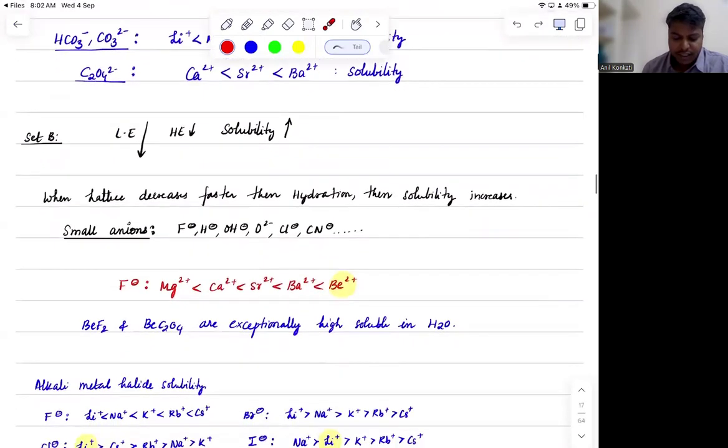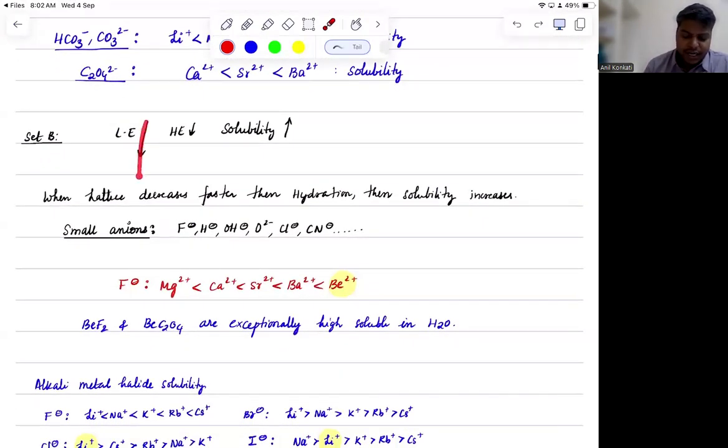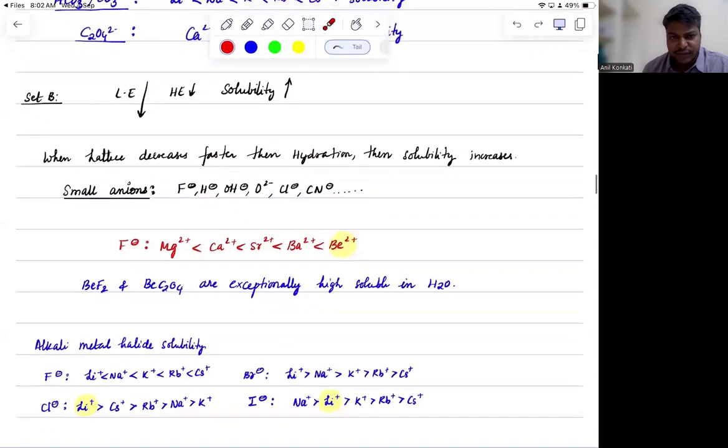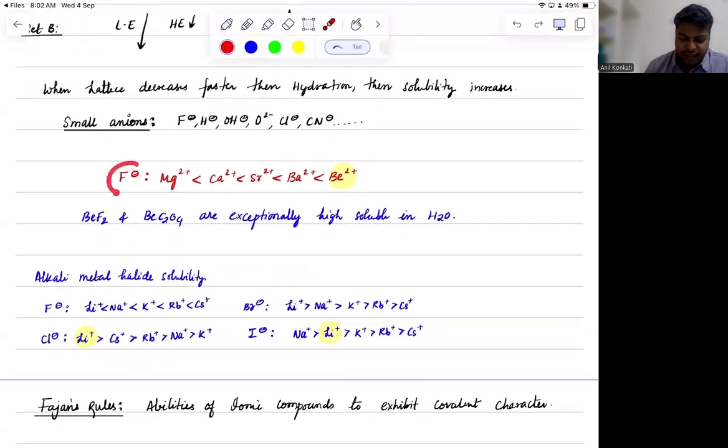Next, set B. In set B, lattice energy is decreasing faster than the hydration energy, therefore solubility will increase. So if lattice energy decreases faster, then the solubility will increase. This happens with the smaller ions like F minus, H minus, OH minus, O2 minus, Cl minus, CN minus, and all of these. For example, if you take F minus, exceptionally, beryllium will have very high solubility because of high hydration value. Other than that, the regular trend should be followed.